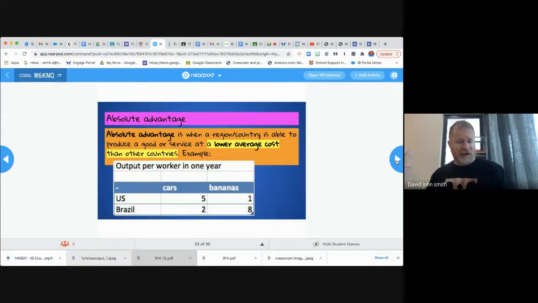But when you make a comparison to bananas, yes, America can produce bananas, but Brazil has an absolute advantage in the production of bananas. So what you would expect to see, right, is the US focusing their attention on the production of cars and Brazil focusing their production on bananas, because that's what they have an absolute advantage in the production of, okay?